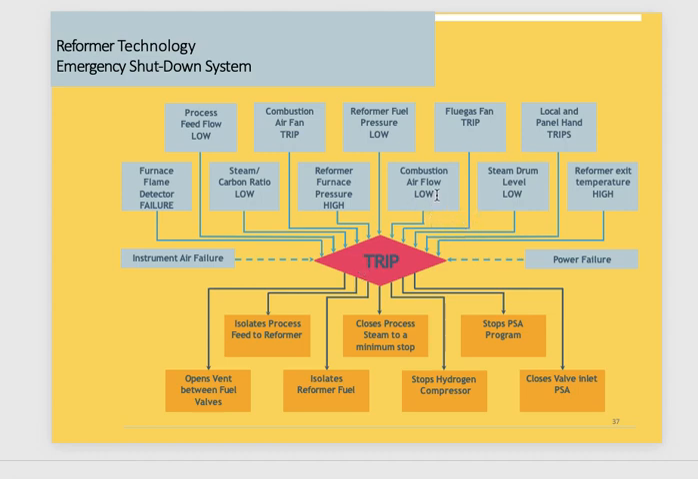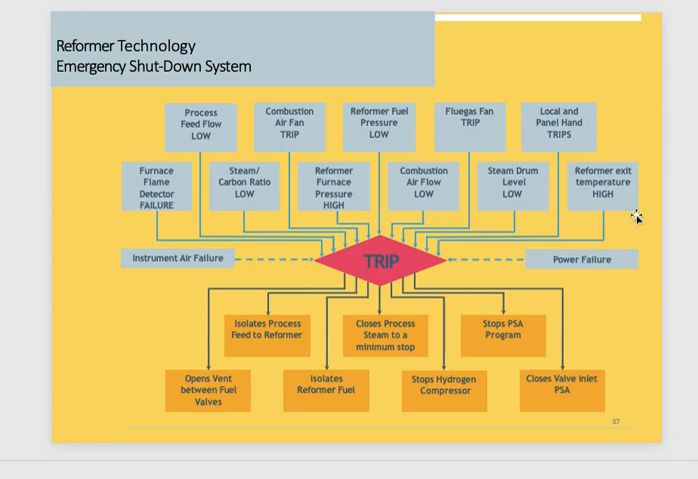Combustion air flow low level trip for sure, and the flue gas fan trip, because in many cases when you are dealing with a top fired reformer, you are working with balanced draft. For this reason, the flue gas fan trip will trip the process and protect the process. Local panel switch for sure, if you notice any overheating or fire case, you will shut down the process.